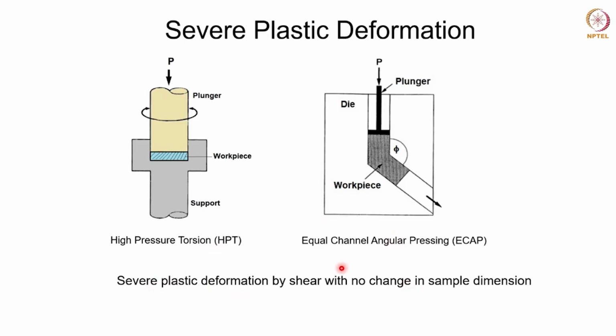In such cases where the workpiece or the sample is deformed under a die like this, it is basically severe plastic deformation by shear with no change in the sample dimension in both the cases that you see here. Although you introduce a large amount of plastic deformation, the sample dimensions do not change. We'll talk about that in a little more detail in a while, but let us also see what other techniques we have for introducing severe plastic deformation in a material.